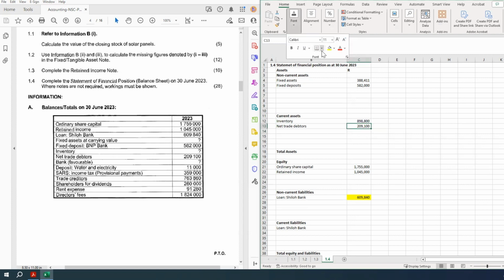So as indicated, the numbers that I don't know, I'll just mark them as yellow until I can confirm that there's no additional information relating to that balance that I need to take into account. Okay, and then there is a bank balance. So we're told it's favorable, which means it will be part of your current assets.